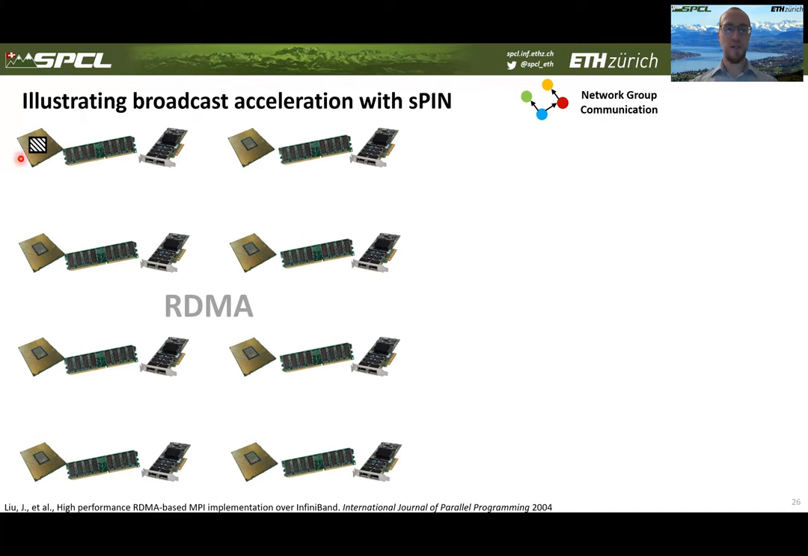The broadcast performs an operation where we launch a packet at one CPU, and it has to be distributed to all CPUs. If you do it with standard RDMA, we employ a tree-like algorithm where we first send the packet to one neighbor, then these two processes that have received the packet send it to two neighbors, and then these 4 processes that have the message send it to 4 other CPUs.